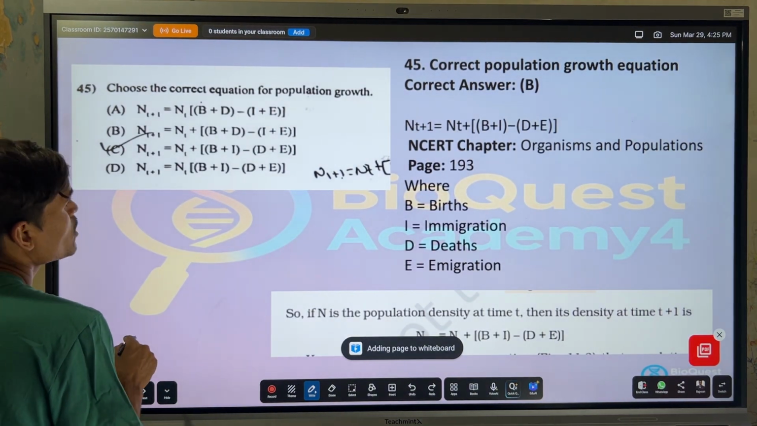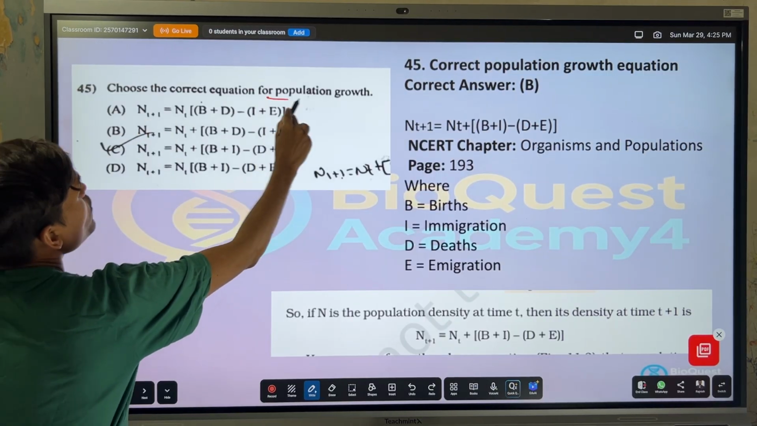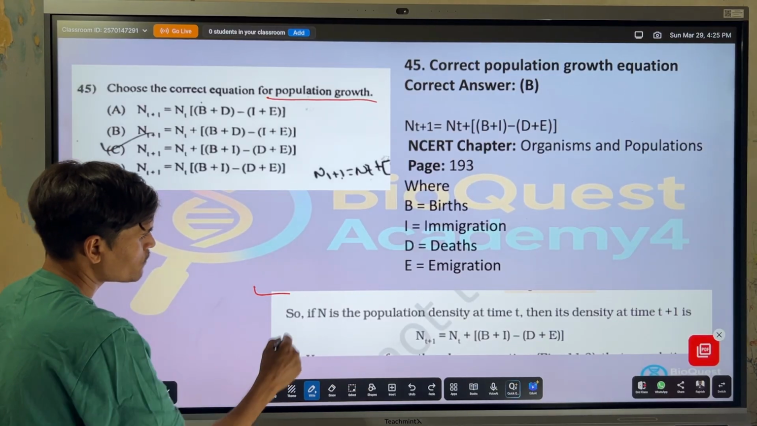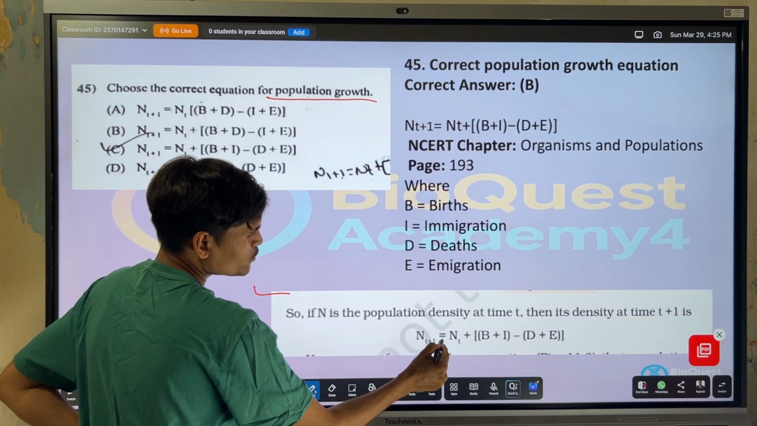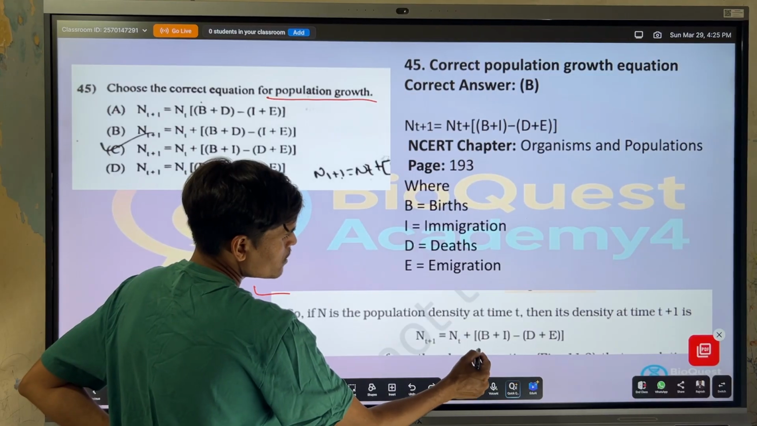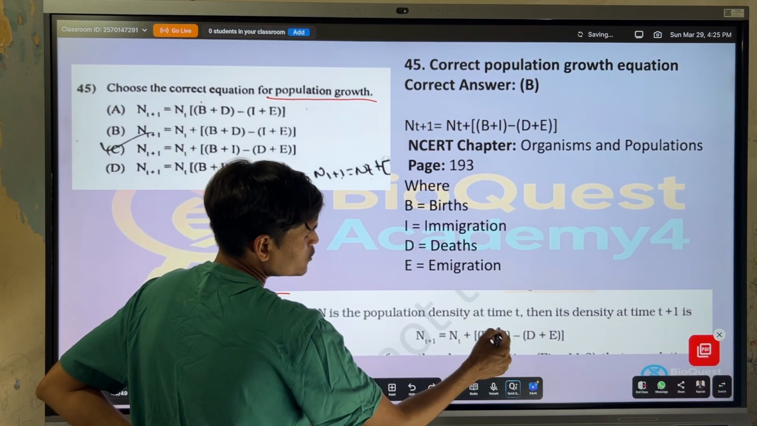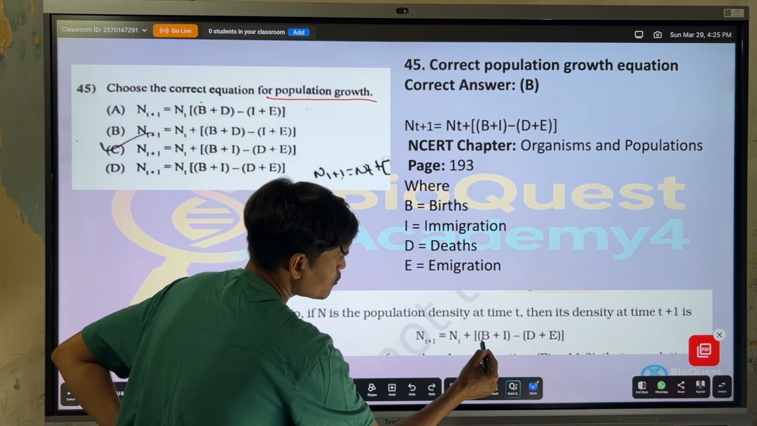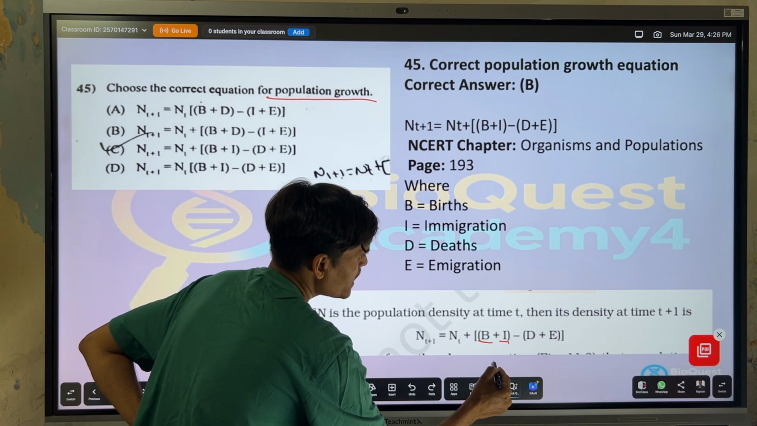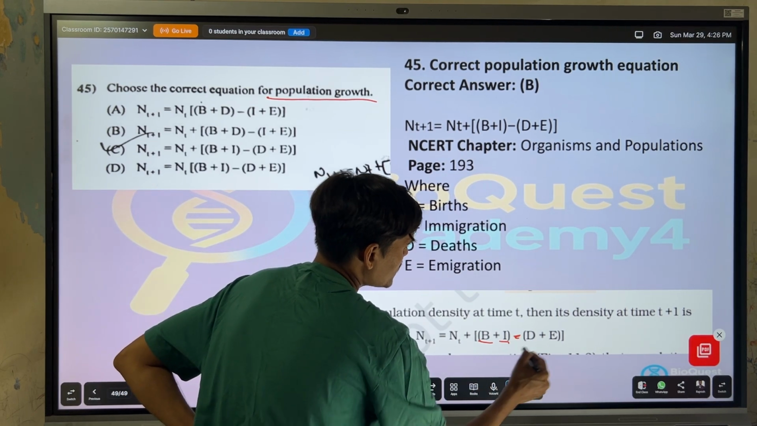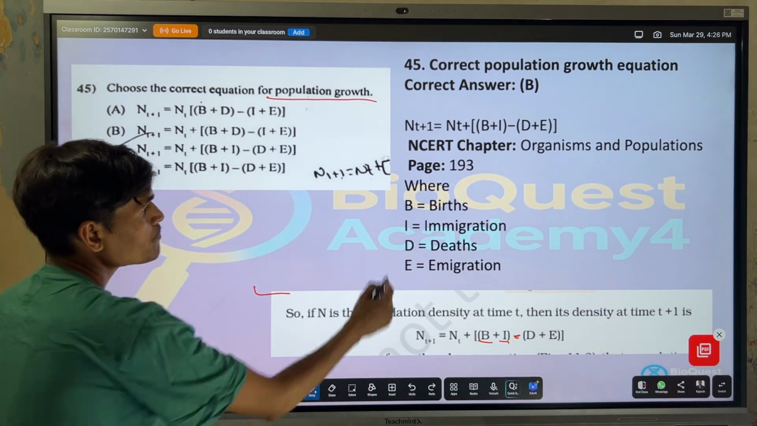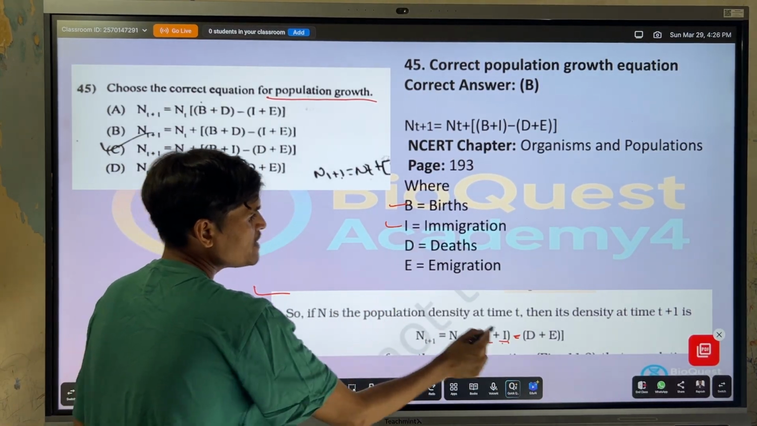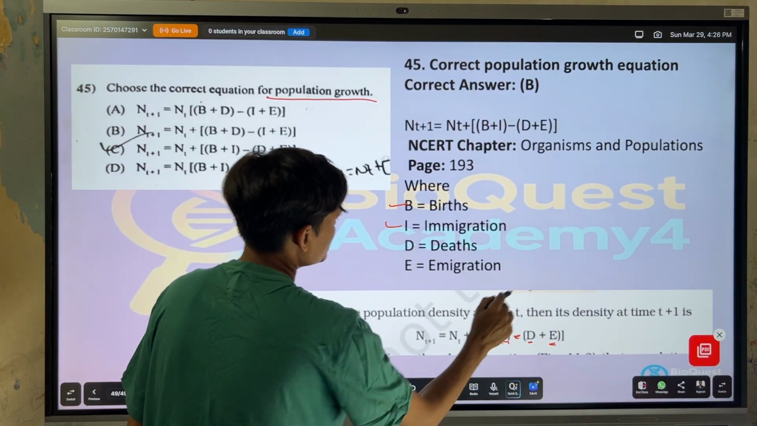Next, question number 45. Correct equation for population growth. Now this equation is again straight from the textbook. N t plus 1 is equal to N t plus, in the bracket, B plus I, minus, in a small bracket, D plus E. So B plus I minus D plus E. B for birth, I for immigration, D for death, E for emigration.